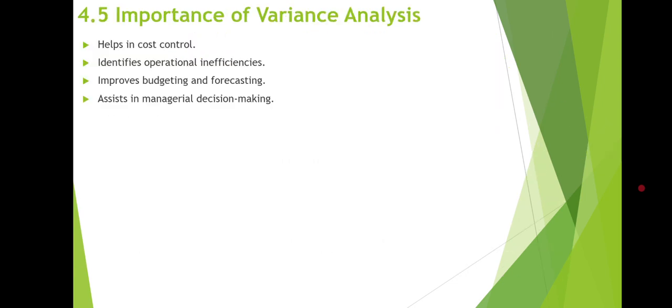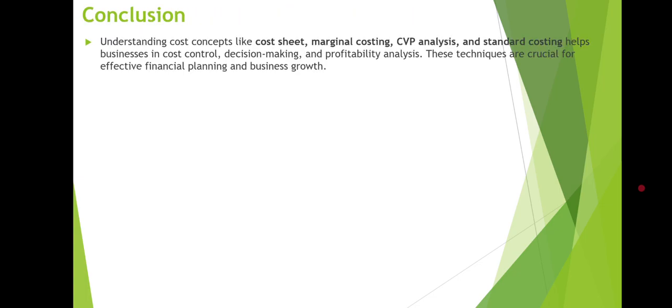Next, we have the importance of variance analysis. It is helpful in cost control, identifies operational inefficiencies, and improves budgeting and forecasting. It also assists in managerial decision making. So, coming to the conclusion of these topics: understanding cost concepts like cost sheet, marginal costing, CVP analysis, and standard costing helps businesses in cost control, decision making, and profitability analysis. These techniques are crucial for effective financial planning and business growth.